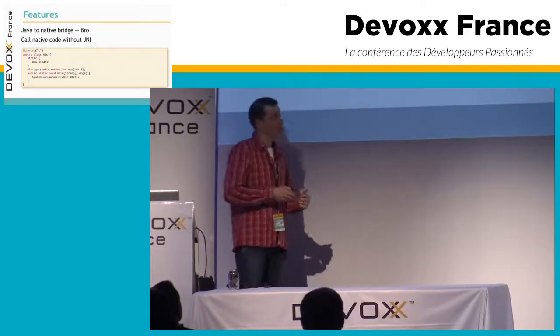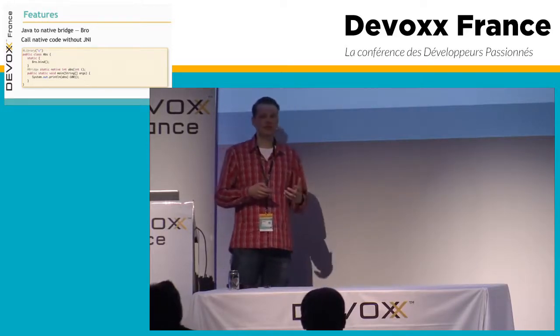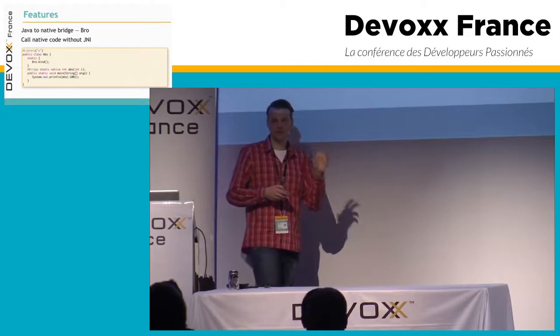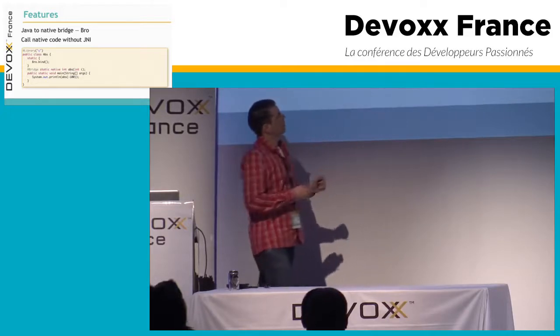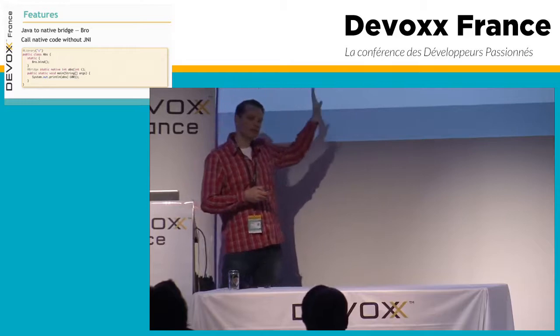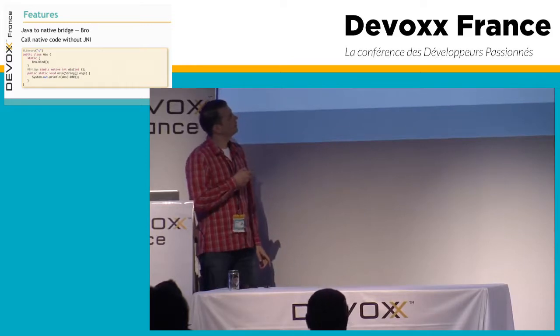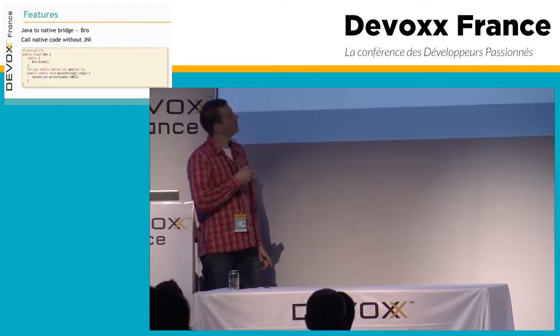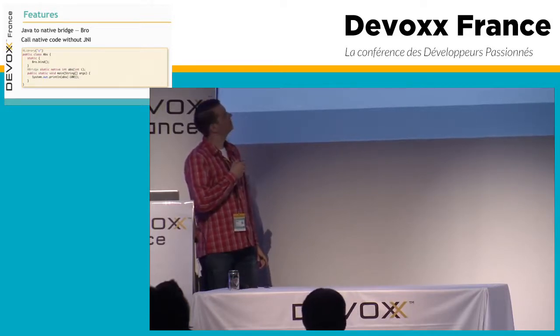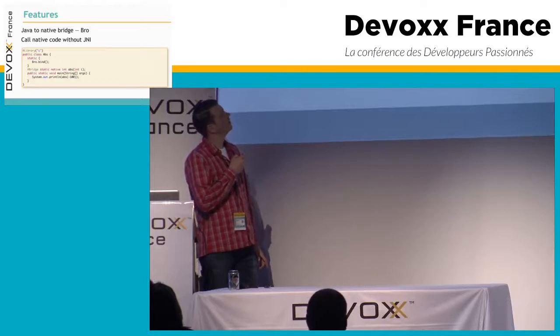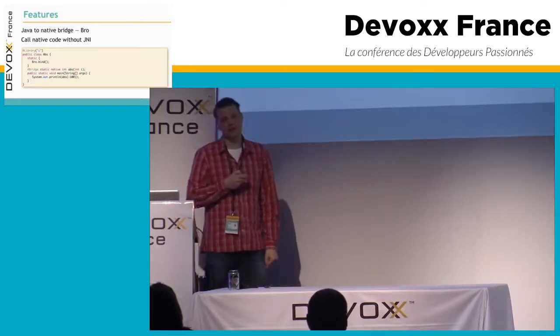So here's a very simple example. There's a function in the libc system library called abs. It takes an integer and returns the positive of that integer. This is how we would bind this using Bro in Java. Here we have a native method called abs, and we annotate this with the Bridge annotation. And then on the class level, we specify that we want to bind bridge methods in this Java class to the libc library.